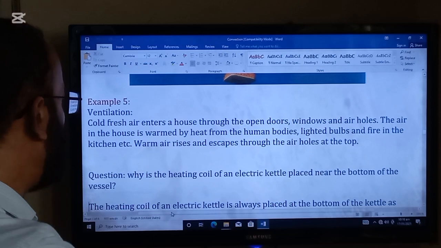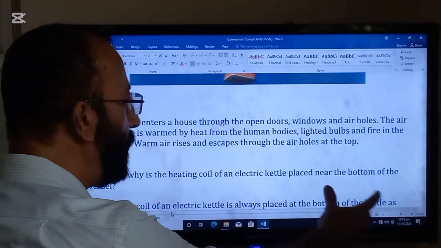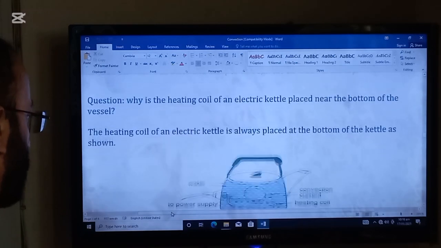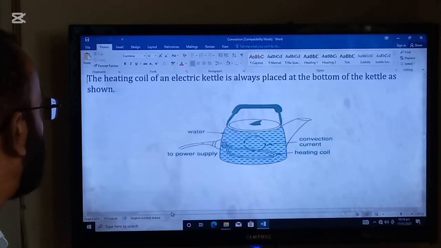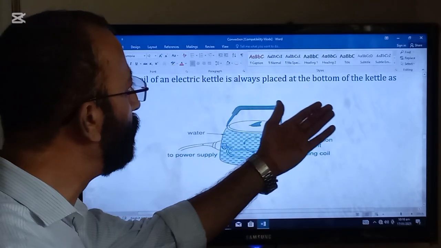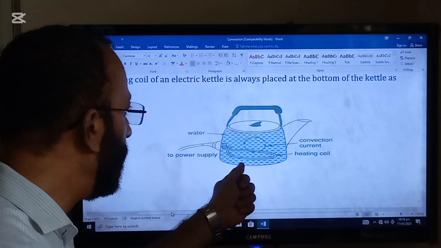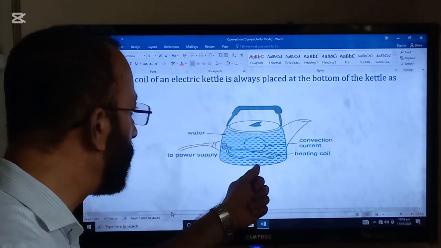Another question is, why is the heating coil of an electric kettle placed near the bottom of the vessel? The answer is, the heating coil of an electric kettle is always placed at the bottom of the kettle, as shown. This is the process. The heating coil will always be placed at the bottom of the kettle.